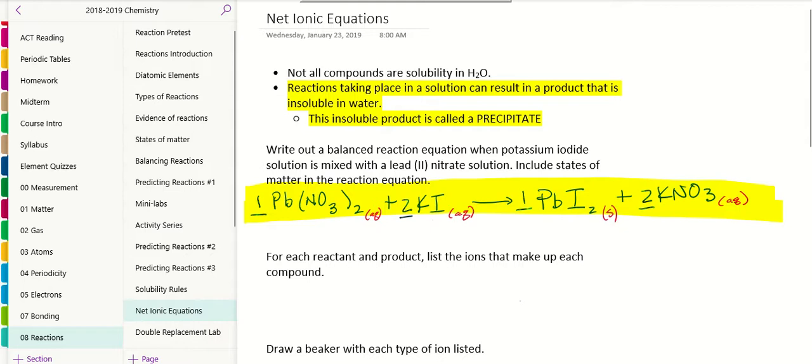So we mixed two aqueous solutions together, and out of all the combinations, you were trying to figure out which combinations provided you an insoluble substance or a solid. So, take a look at this reaction. You have seen this several times. Lead 2 nitrate reacts with potassium iodide to produce a precipitate of lead 2 iodide plus potassium nitrate.